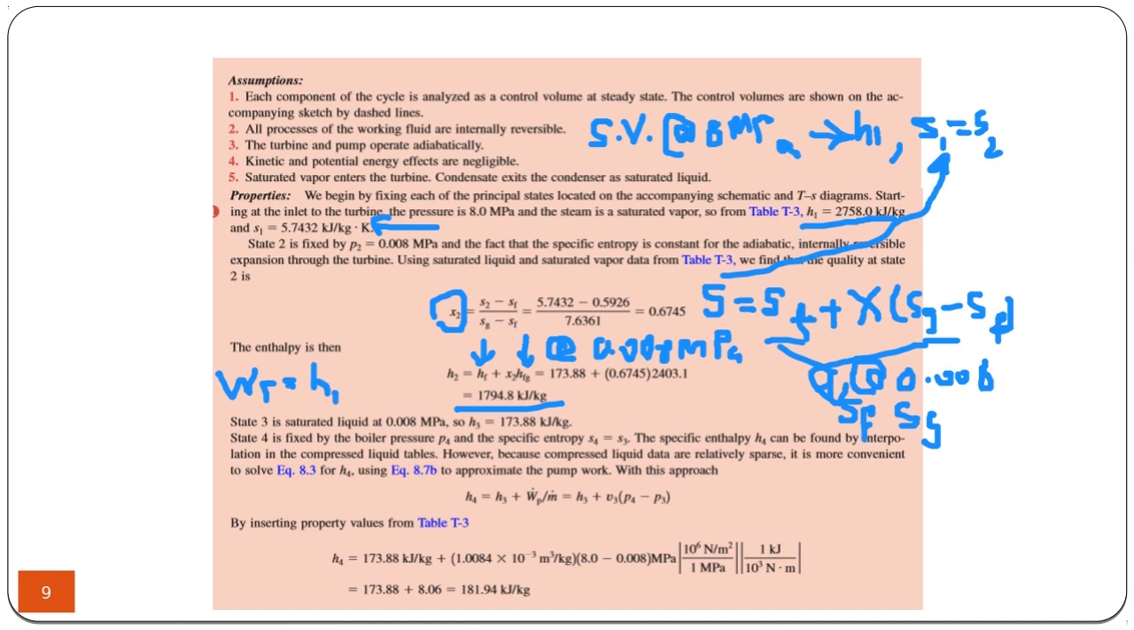And it's also equal to W dot turbine divided by the mass flow rate of the steam. We are given this value as 100 megawatts. We can calculate the difference here. So we can easily find the mass flow rate of the steam.